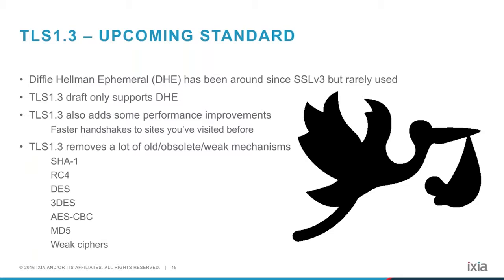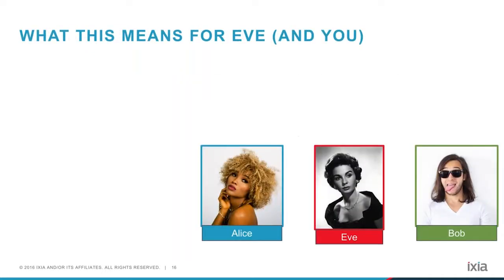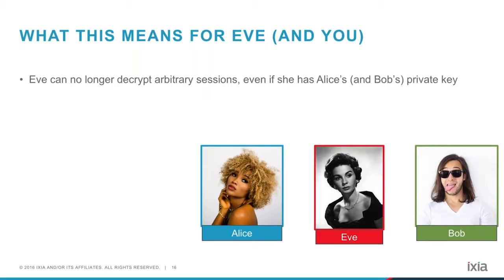So what does this mean for, let's say, IT and security deployments? What does this mean for Eve and you? What it really comes down to is Eve can no longer decrypt those arbitrary sessions. She can no longer decrypt sessions with Alice, even if she has a copy of Alice's key. Even, in fact, if she has a copy of Alice's keys and Bob's keys, she can't decrypt that session because of the way these temporary or ephemeral keys are set up.